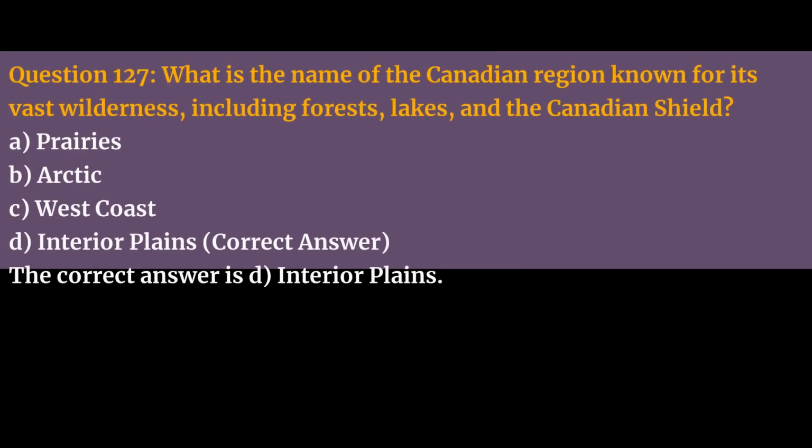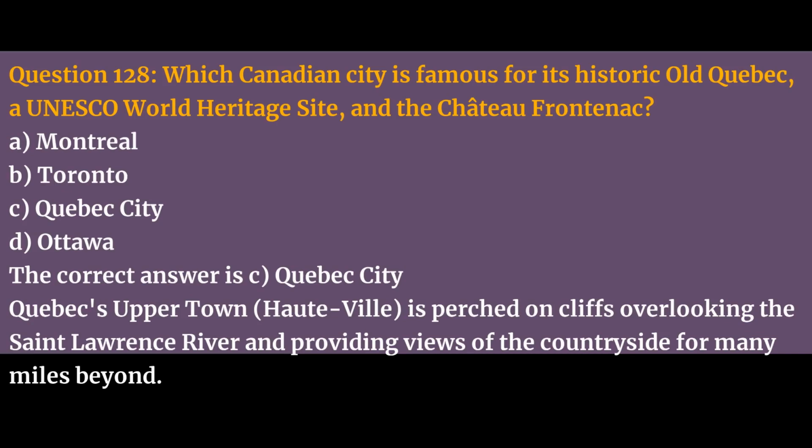Question 127. What is the name of the Canadian region known for its vast wilderness, including forests, lakes, and the Canadian Shield? A. Prairies B. Arctic C. West Coast D. Interior Plains. The correct answer is D. Interior Plains.